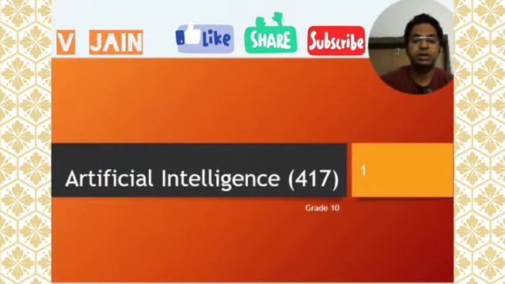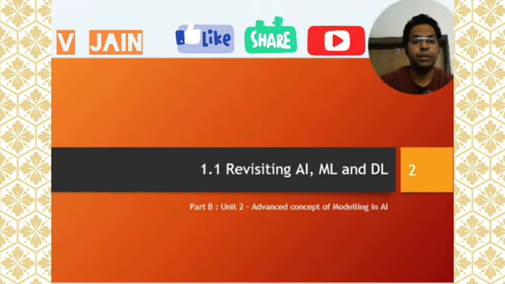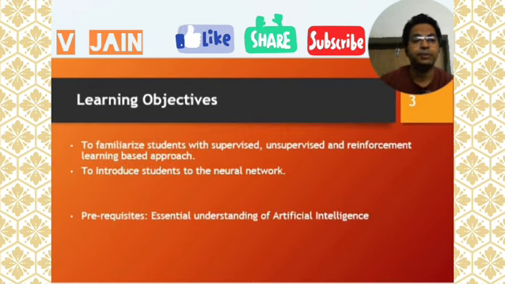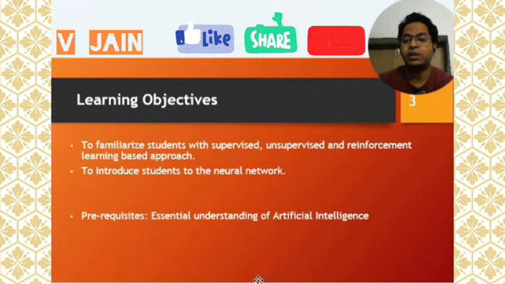So this is the topic for class 10. It's unit 2 of part B, advanced concept of modeling in AI. The learning objectives are to familiarize the students with supervised, unsupervised, and reinforcement learning based approaches.